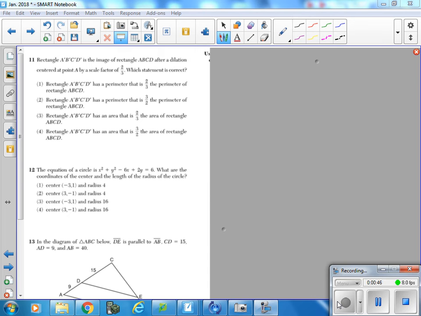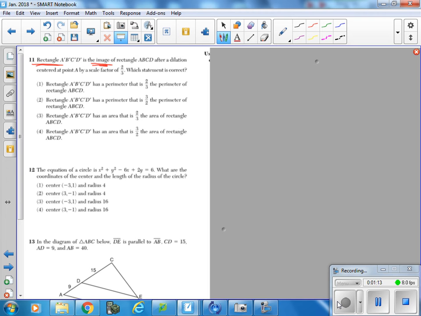All right, so if I'm looking here, I see the fact it's a rectangle. That's the first thing I notice. Now, maybe that'll be important, maybe it won't, but be thinking in your mind, what does a rectangle look like? What are its properties? Next thing I would say is image. Remember when you do any type of transformation, you have a pre-image, which is your original, and an image, which is the new.